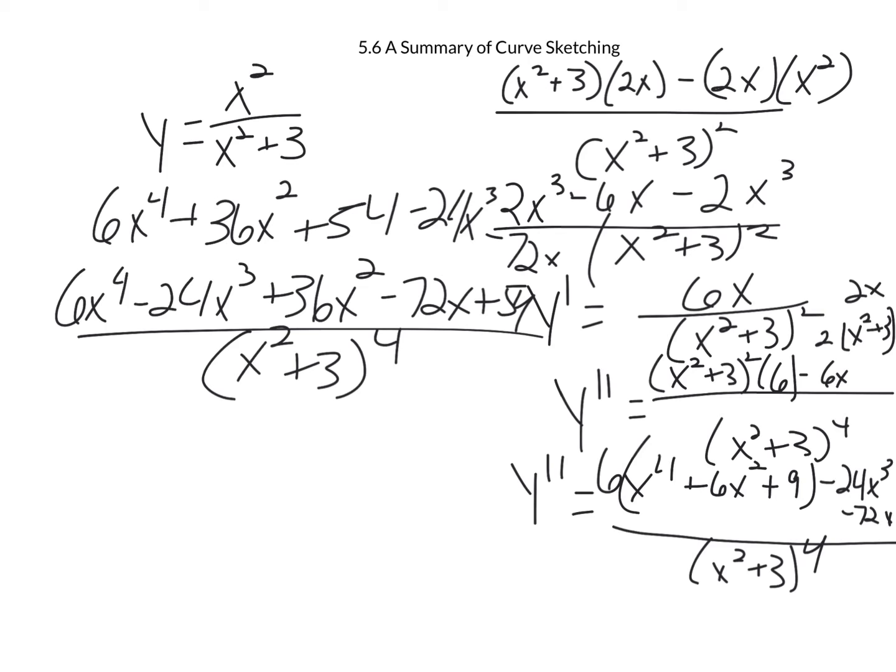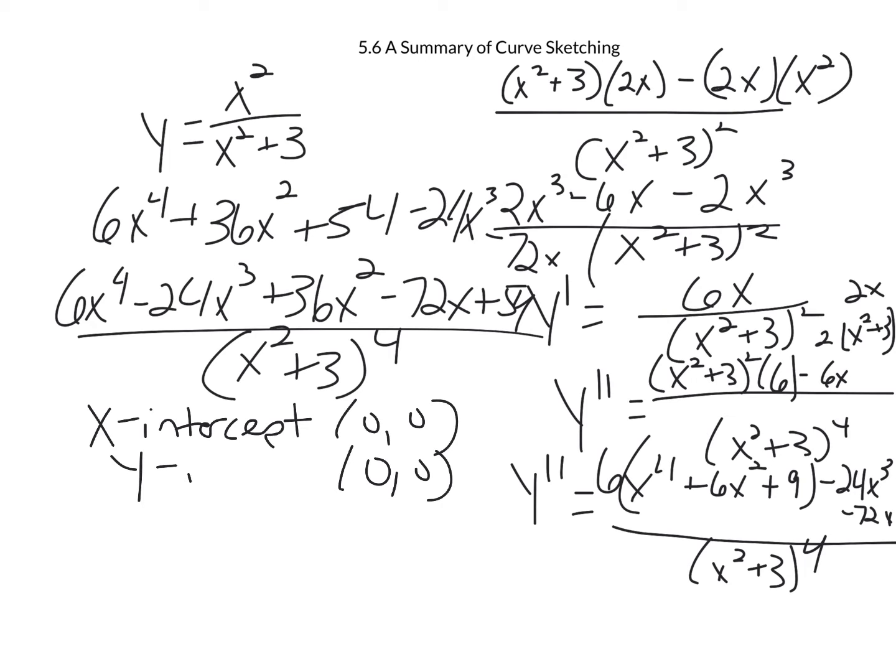So, we need to talk about what your x-intercepts and what your y-intercepts are, okay? Your x-intercepts are values that make the original 0. So your x-intercept is (0, 0). The y-intercept is when you plug 0 in. When you plug 0 in, you also get 0. So your y-intercept is (0, 0).